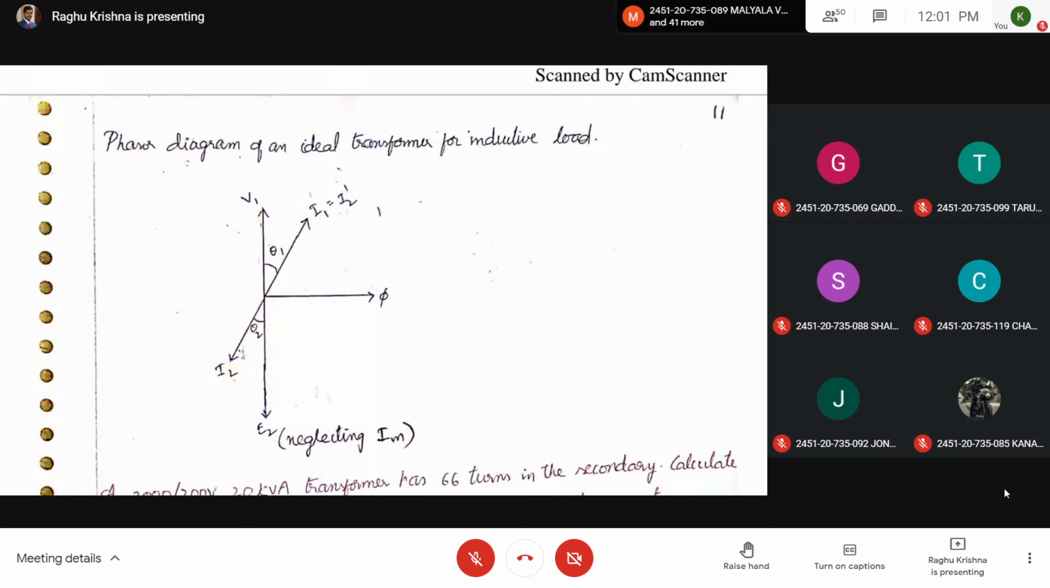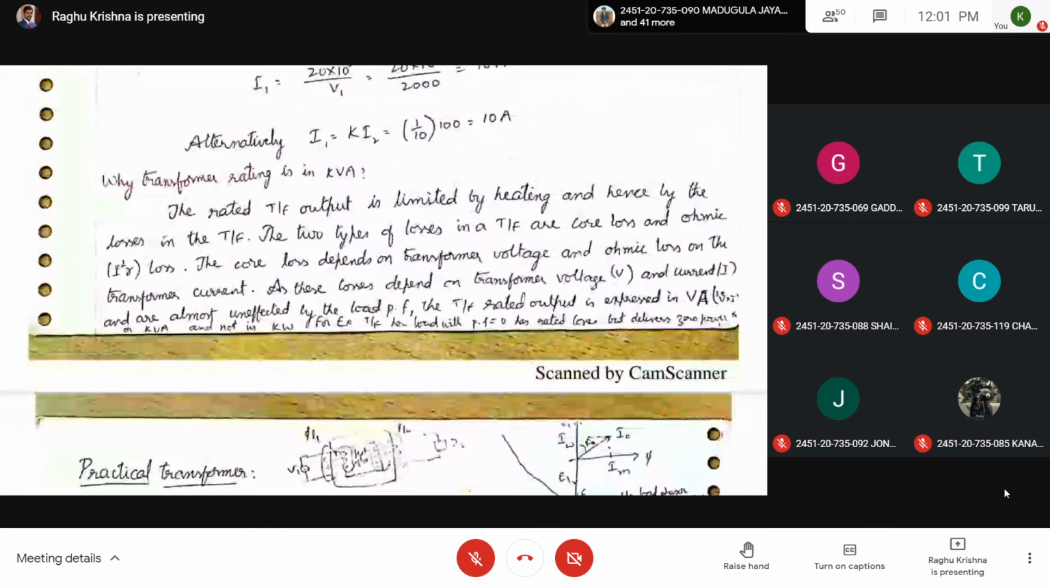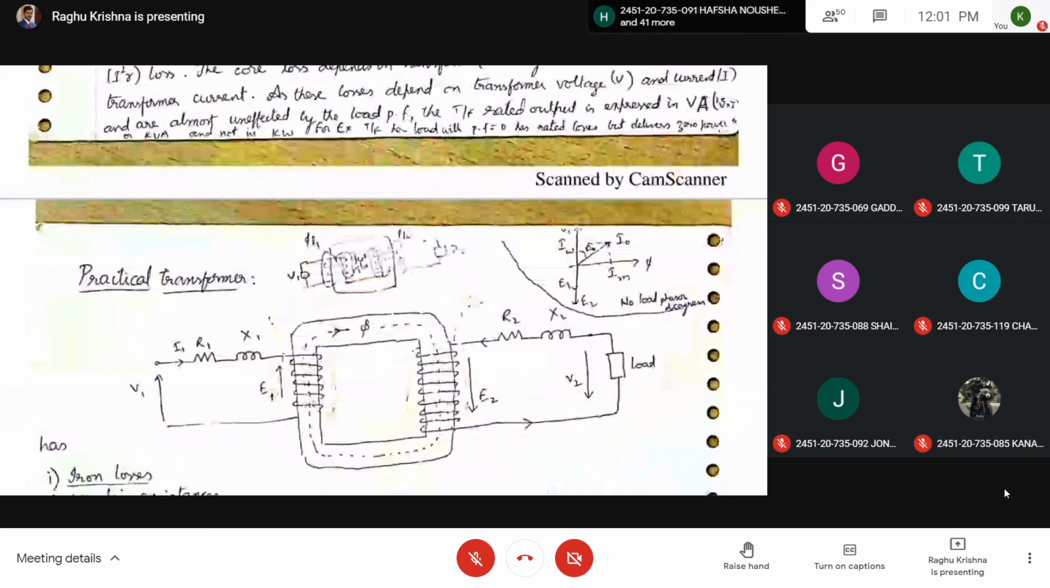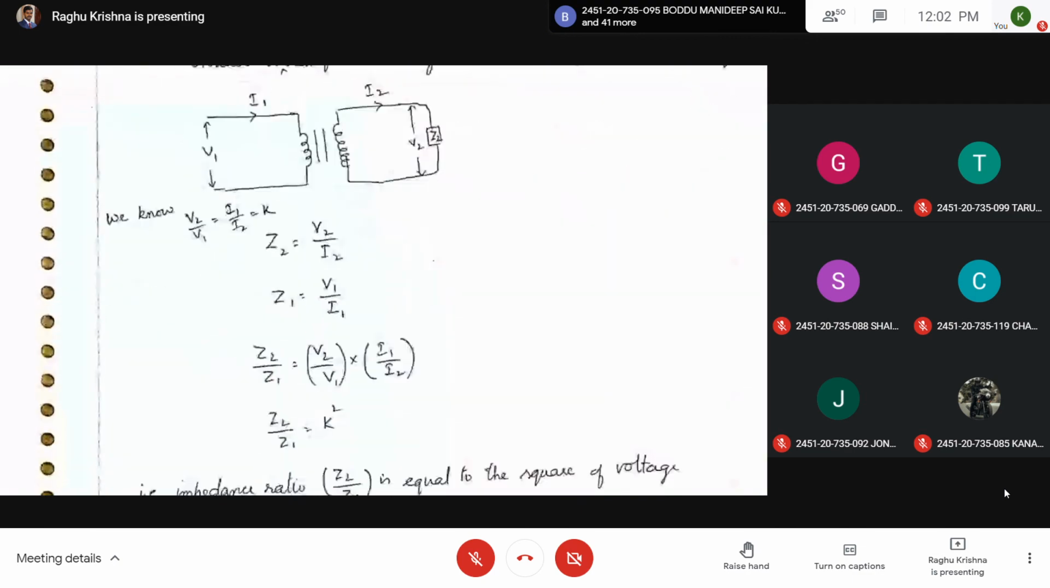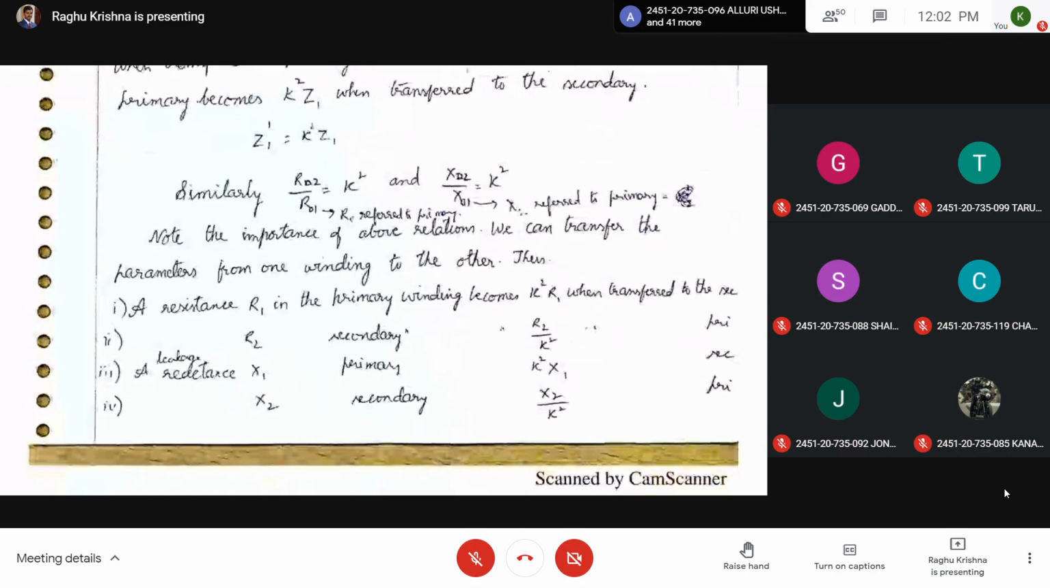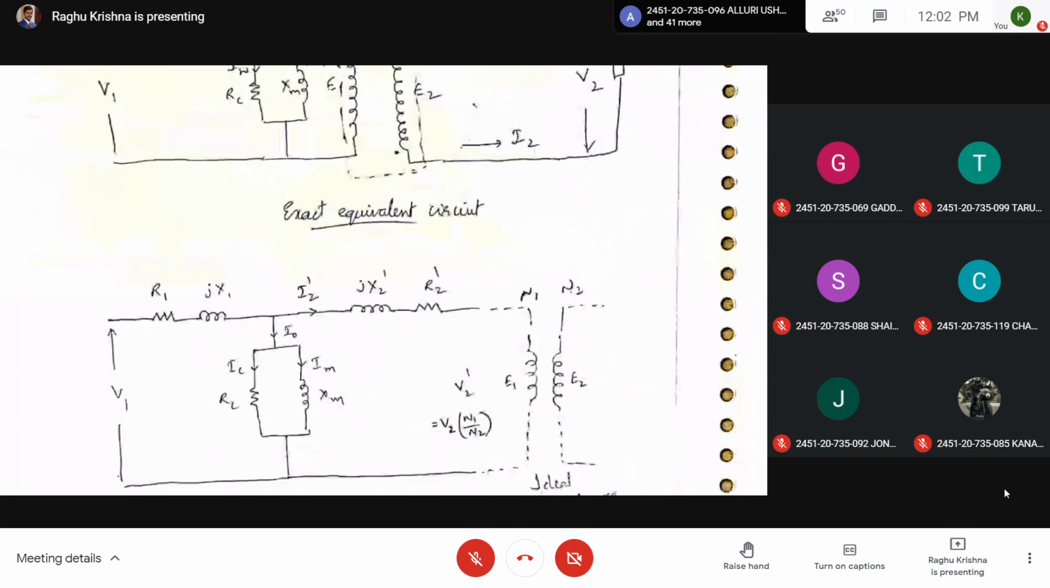So what are the topics which we can leave? I will show here. This practical transformer you can leave. If you want, you can learn it for getting the information. This phasor diagram you can leave. Next, you have to study this impedance ratio. These diagrams you can leave.